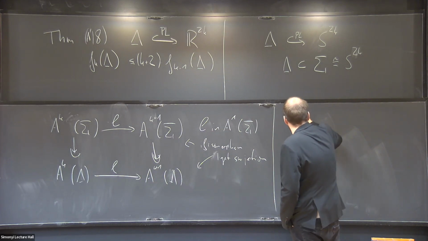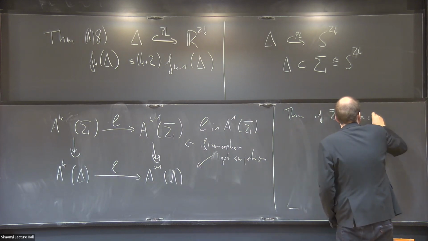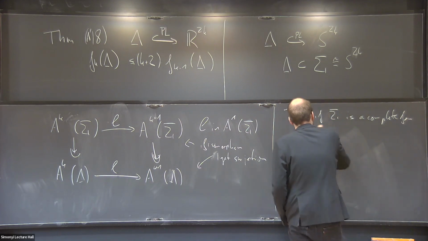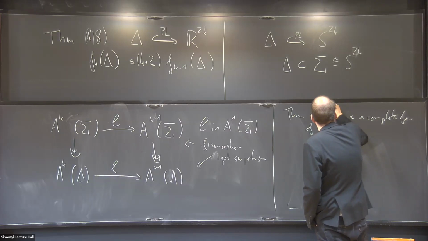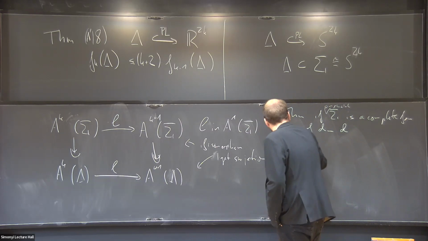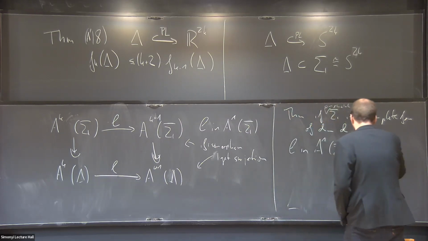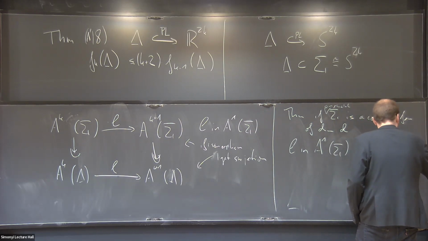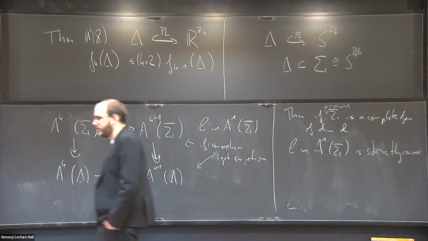So theorem: if sigma is a complete fan of dimension D, so let's say simplicial. I mean, I was talking about simplicial at the time, but let me make it explicit. And L in A1 of sigma is strictly convex. All right, so this would be kind of the analog of ample class.